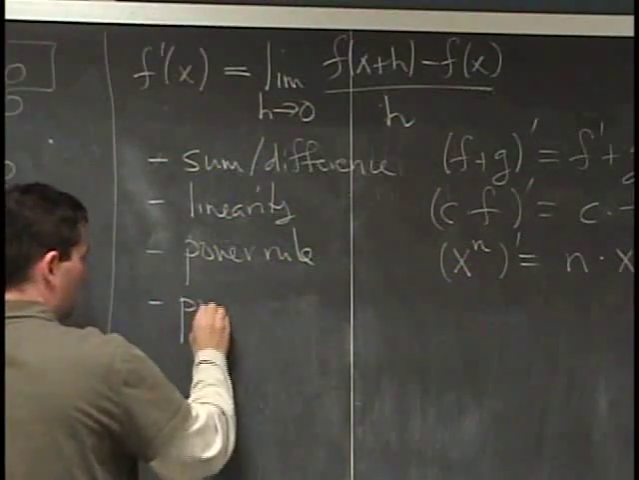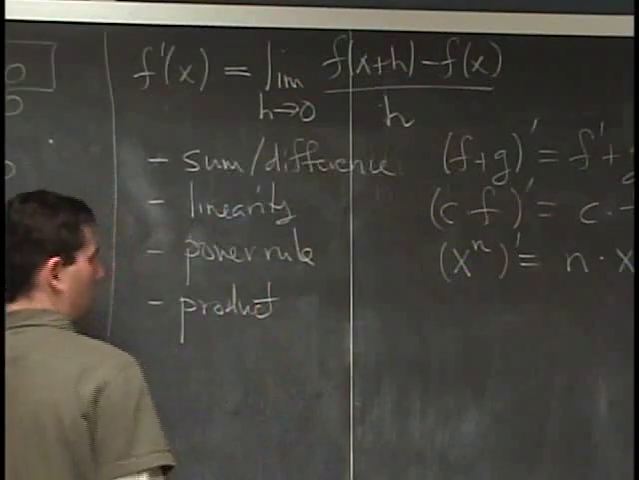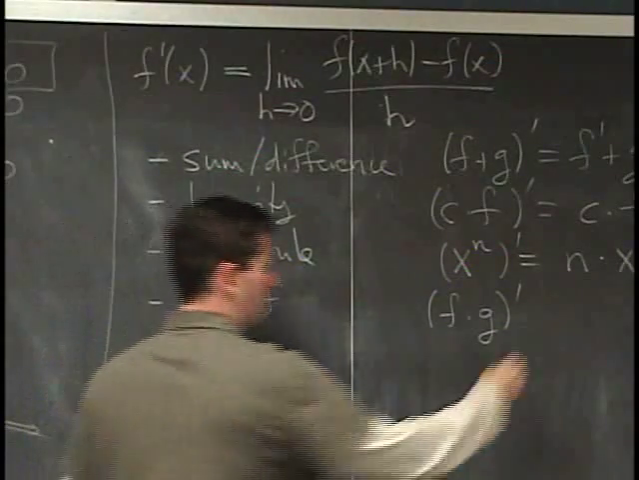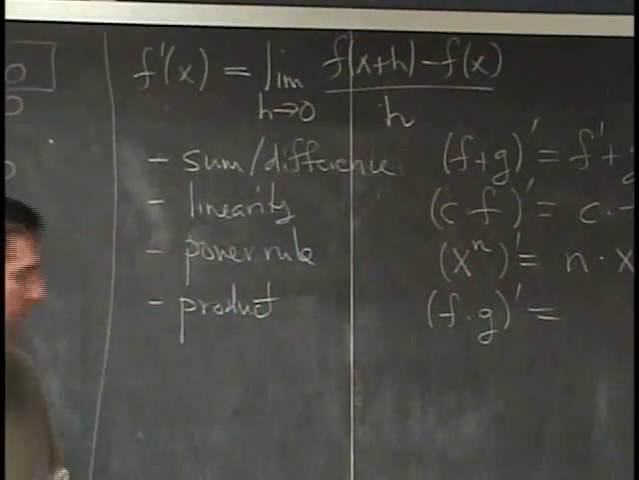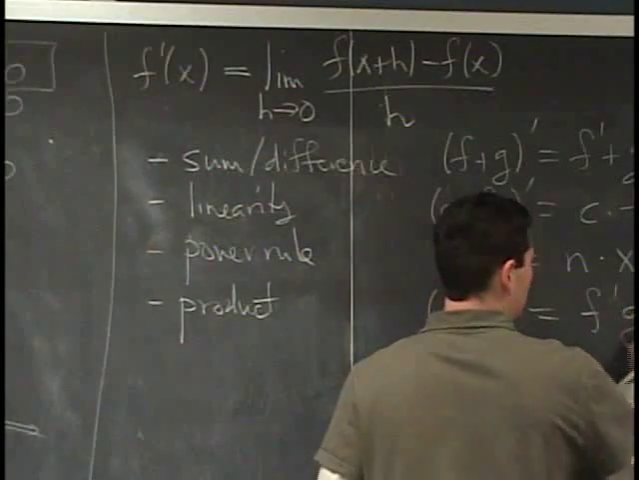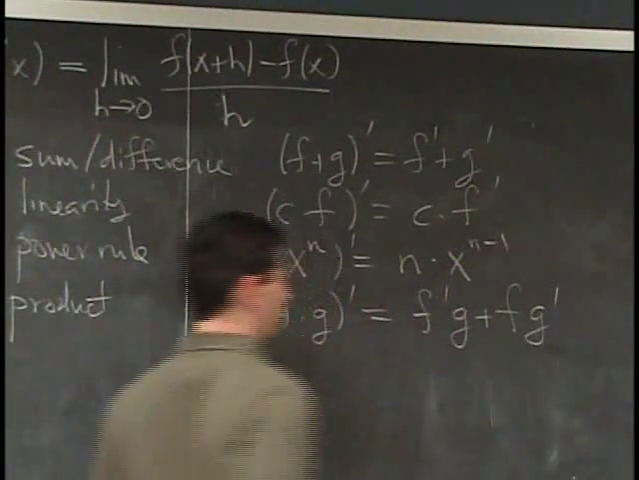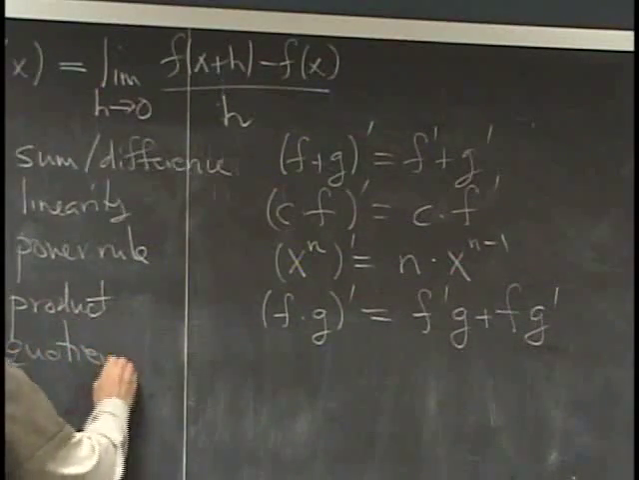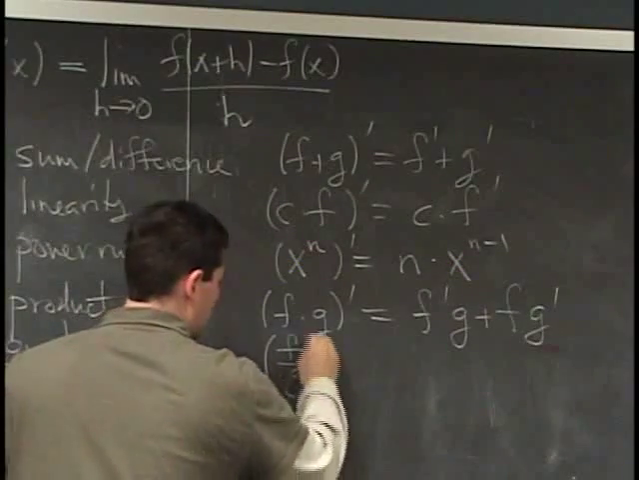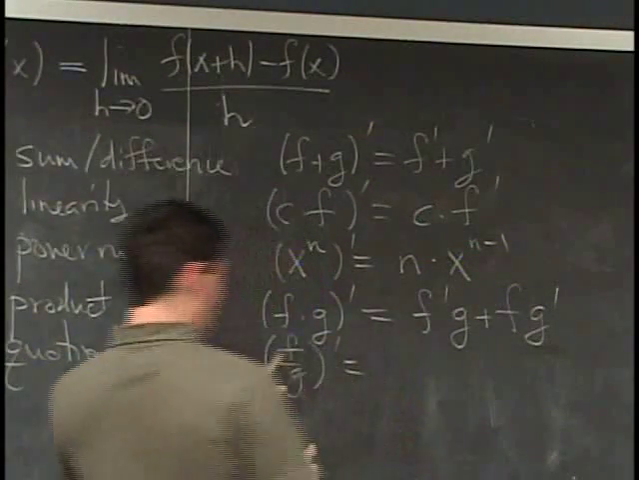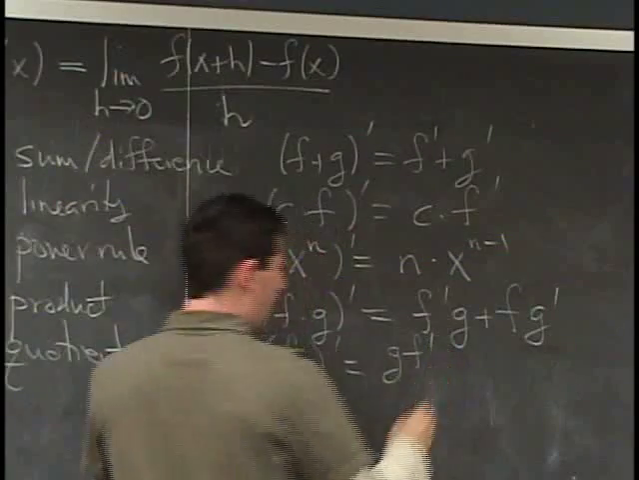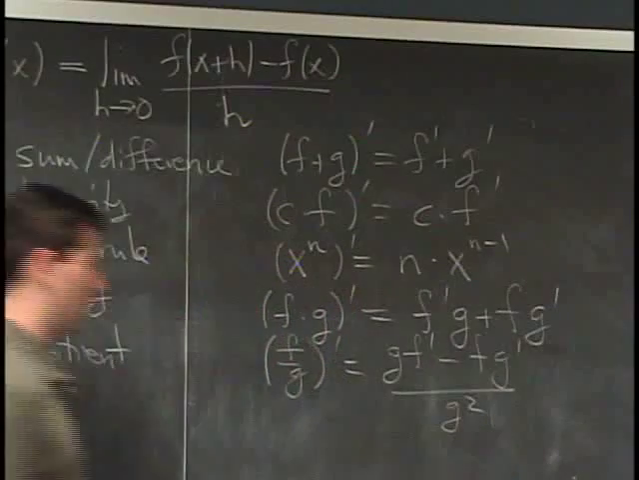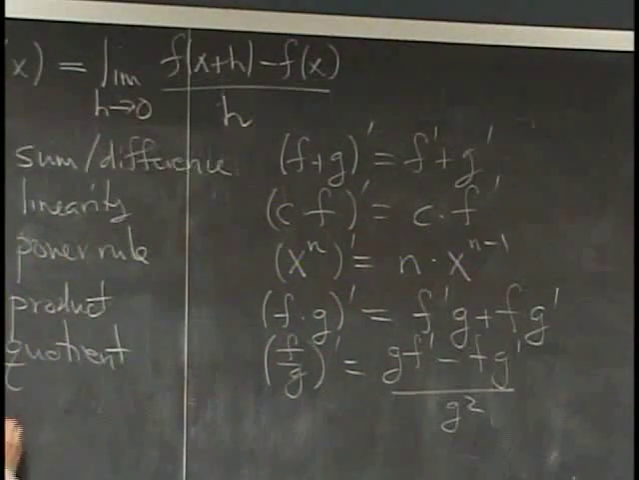Then we learned the product rule. This said that if you have two functions and you multiply them and take the derivative, it wasn't just the product of the derivatives. You had this nice formula that is f prime g plus f g prime. We had the quotient rule, which said f over g prime was low d high minus high d low over the low squared.